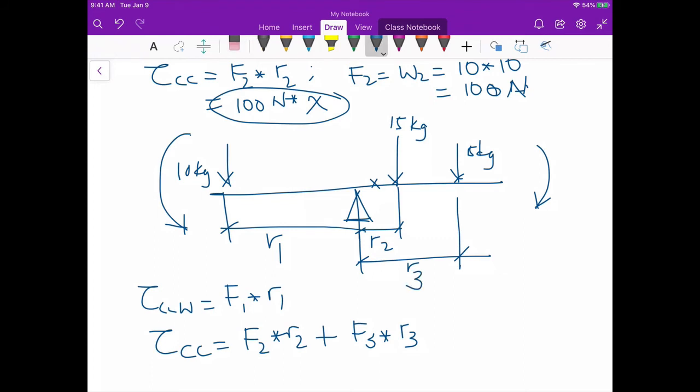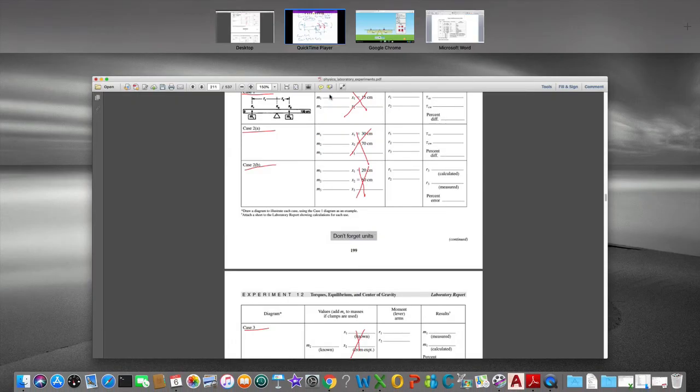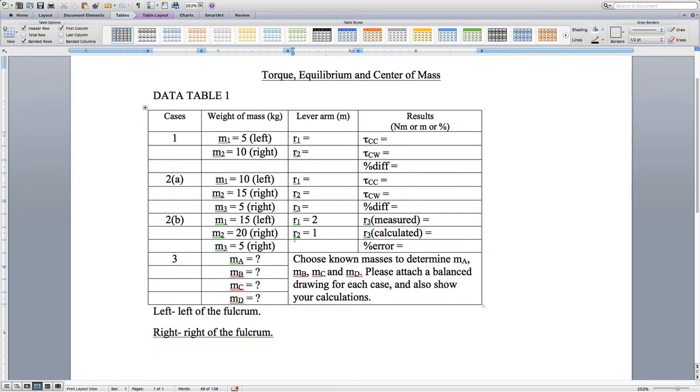Okay? Because both of those two forces are tending to rotate this thing in the clockwise direction. That's why we are adding them. All right? So that's what the second part of the experiment is.